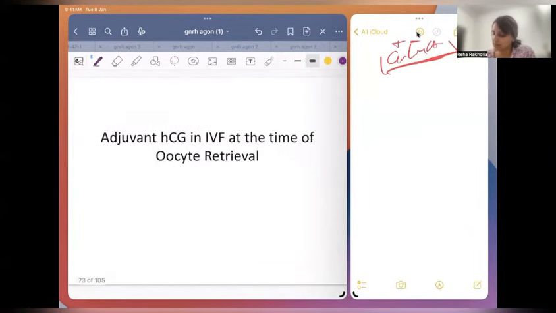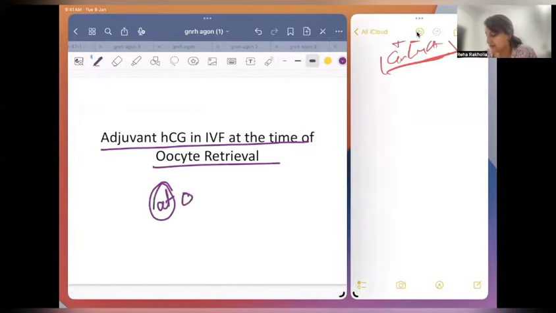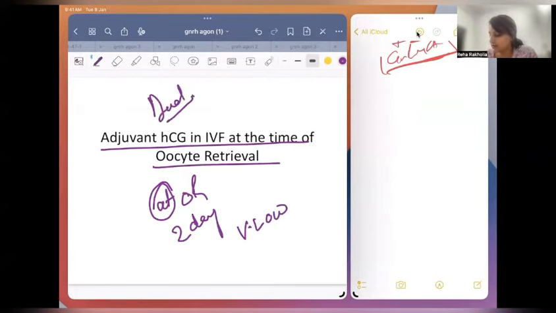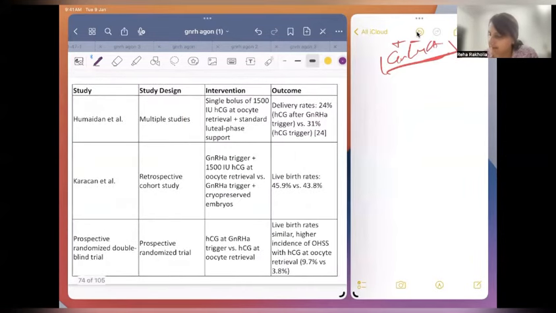Then adjuvant HCG in IVF at the time of oocyte retrieval. I already told you, at the time of oocyte retrieval, or 2 days after oocyte retrieval at a very low dose, and dual trigger, which we have already discussed. Now at the time of oocyte retrieval, there were multiple studies: Humaidan et al., Karakin et al., and a prospective randomized double-blind trial.